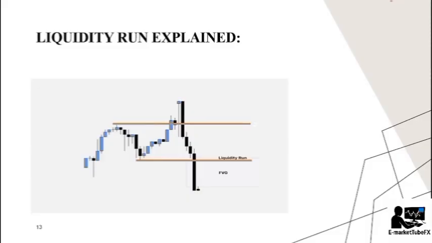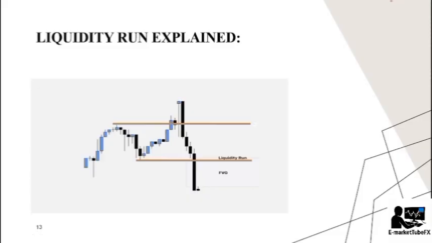So the liquidity run is like giving a gun to a mad person, or a mad person chancing on a gun with live bullets. As that mad person keeps moving, anybody that he finds on his way will be gunned down. So when the liquidity run is on the rise, all stop losses on its way are cleared.